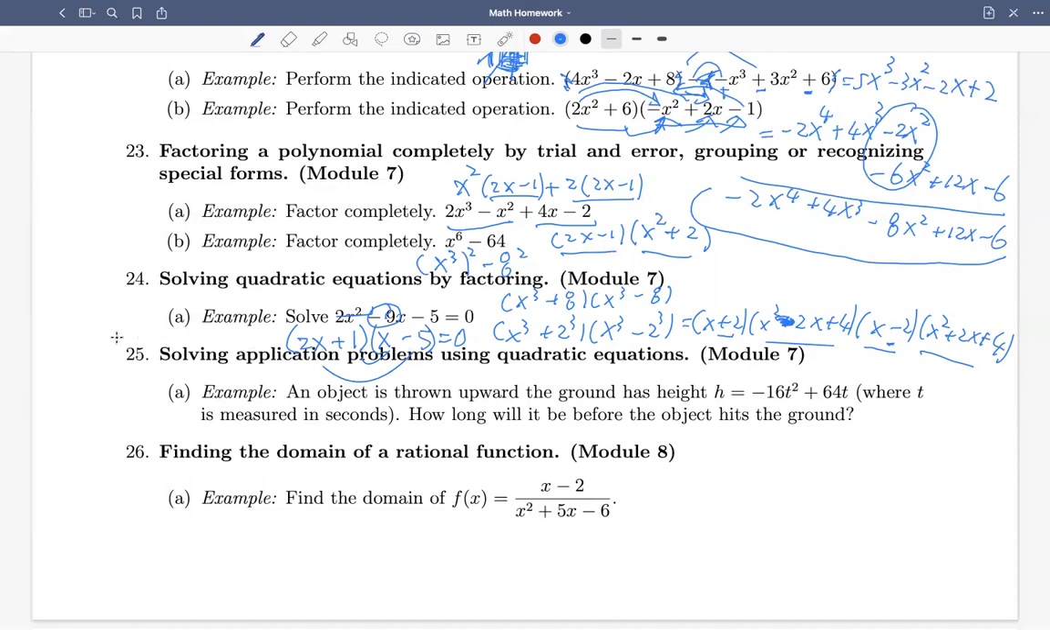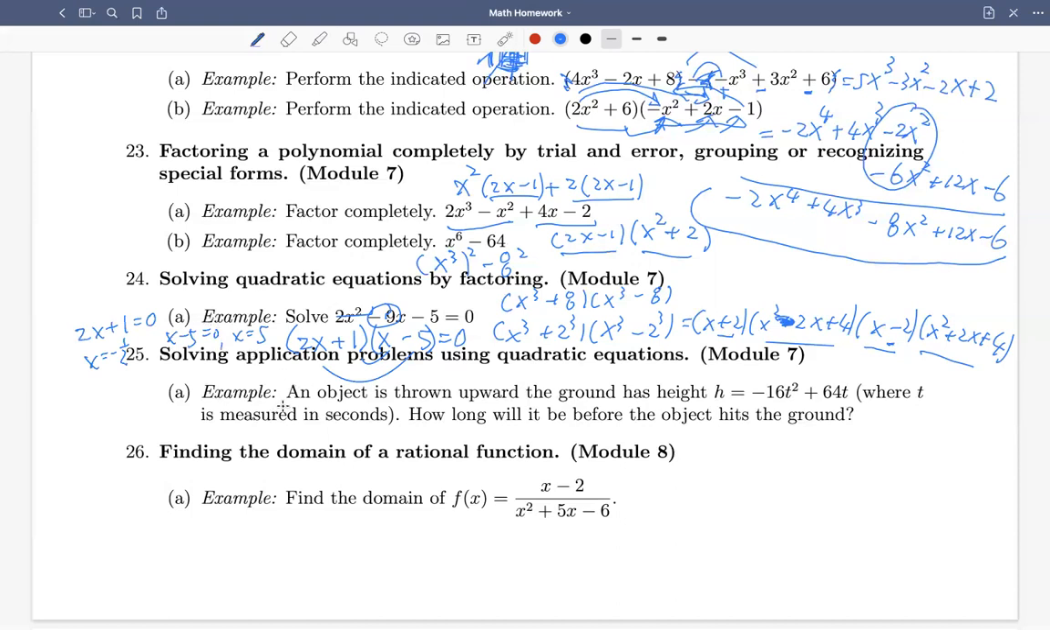So this is factored into 2 factors. So by zero property, each factor can be 0. So 2x plus 1 equals 0. That means x equals a negative half. Or x minus 5 can be 0, so x equals 5. So two solutions.